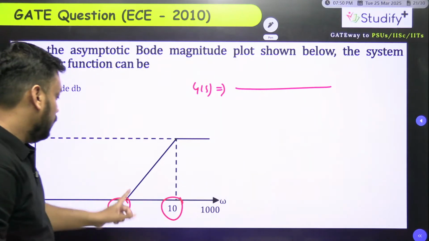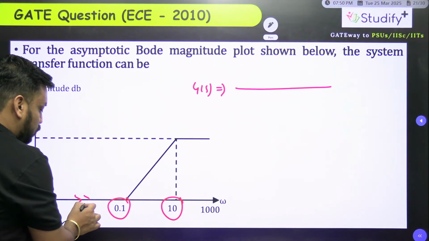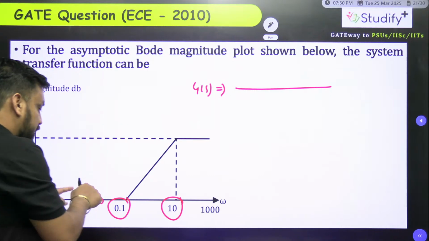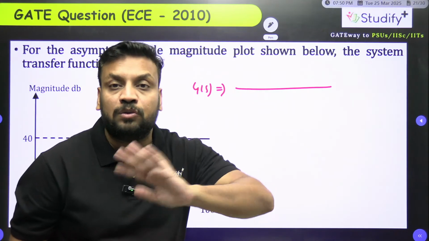Okay, come on, come here now, children. As soon as 0.1. So what is the initial slope again? I am solving this question from the start. The initial slope is 0. So Bhupati, if the initial slope is 0, it means there are no poles and zeros.